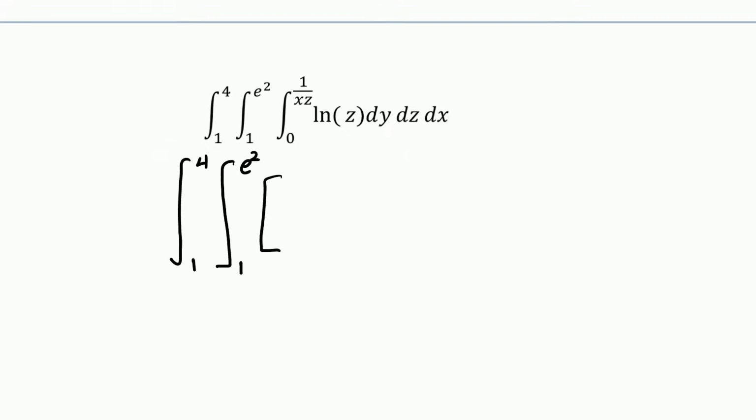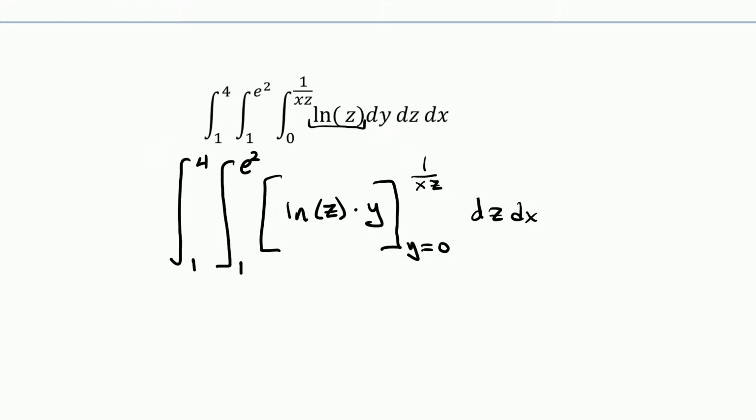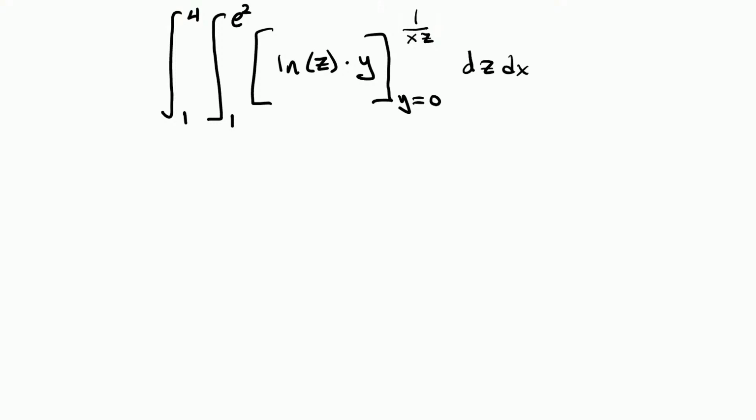So let's see, who's the volunteer here? Kelsey, you know how to do this. What's the antiderivative of the natural log of z with respect to y? So remember, it's just a constant, like the number 3. So natural log of z times y? Yeah, that's it. Beautiful. So y goes from 0 to 1 over xz, dz dx. I should have been this careful with the first one, so my apologies. All right, let's plug this in.